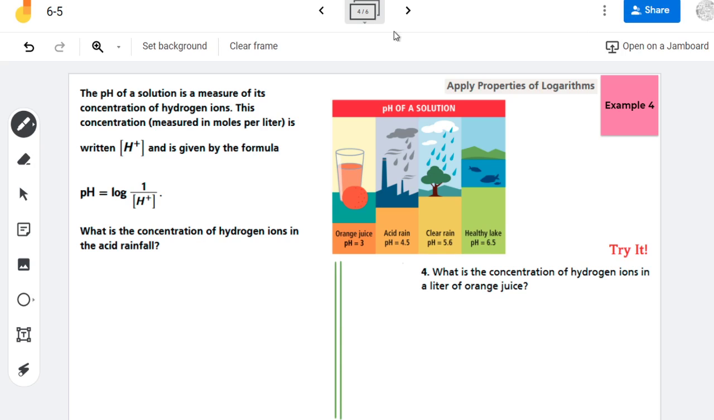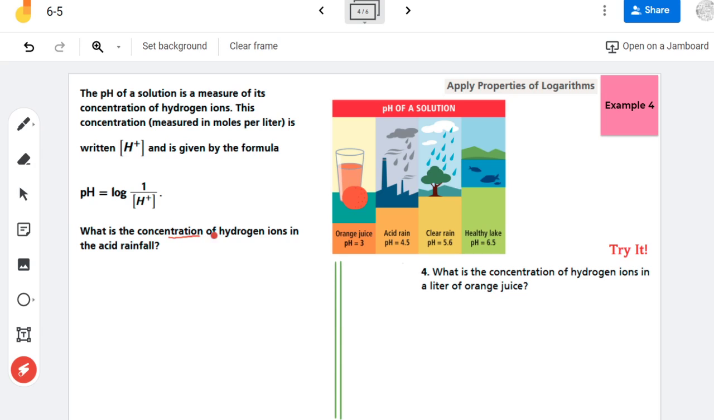So our word problem here says that the pH of a solution is a measure of its concentration of hydrogen ions. When we're talking about pH, we're usually talking about the acidity of it, okay? This concentration, measured in moles per liter, is written as H+. And it's given by this formula. So what they want us to do is use that knowledge to determine some acidity levels for a few items.